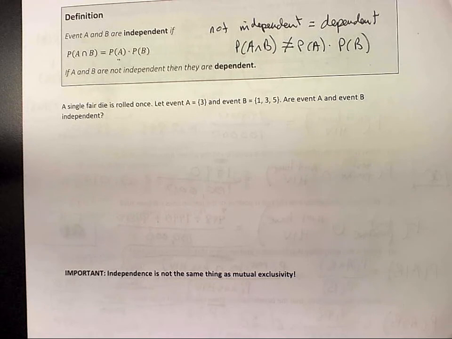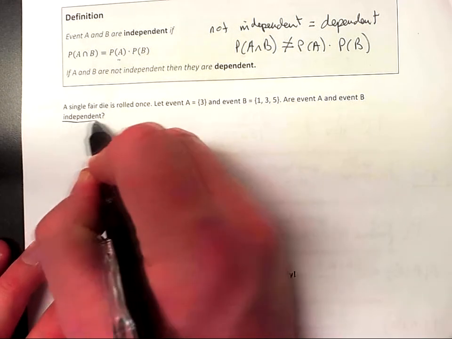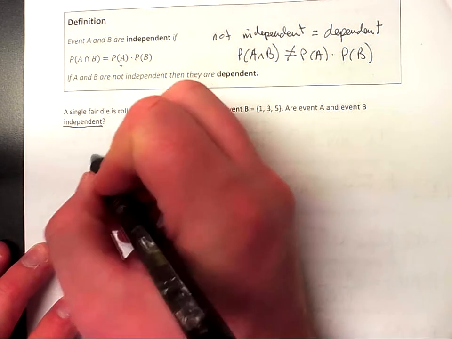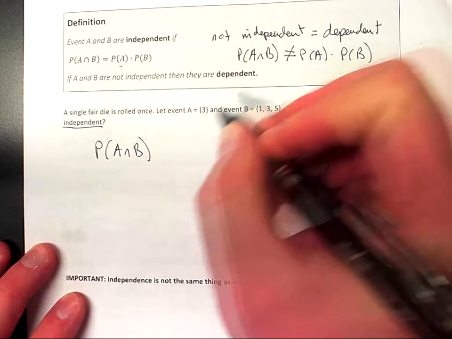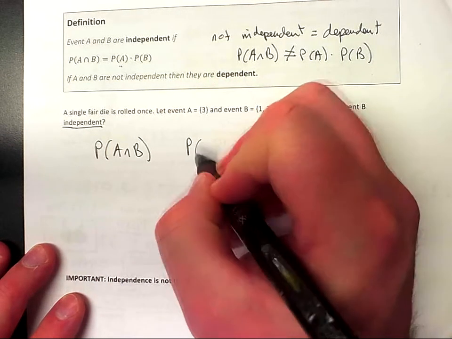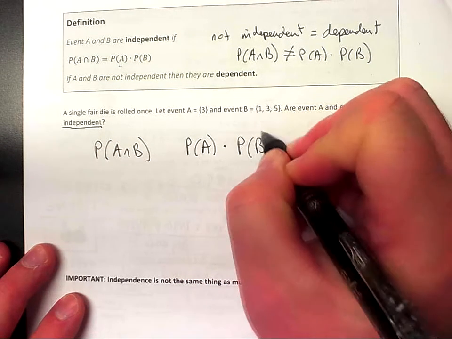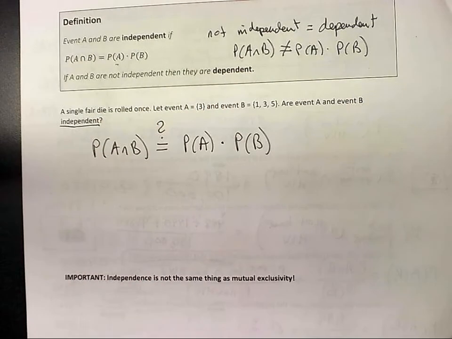What are we going to do? Cool. So we're trying to figure out if they're independent. That's our buzzword for what we're doing. So we're going to try to figure out A intersection B. We're going to figure out the probability of A, and multiply that by the probability of B, and then we're going to see whether or not these two things are equal.